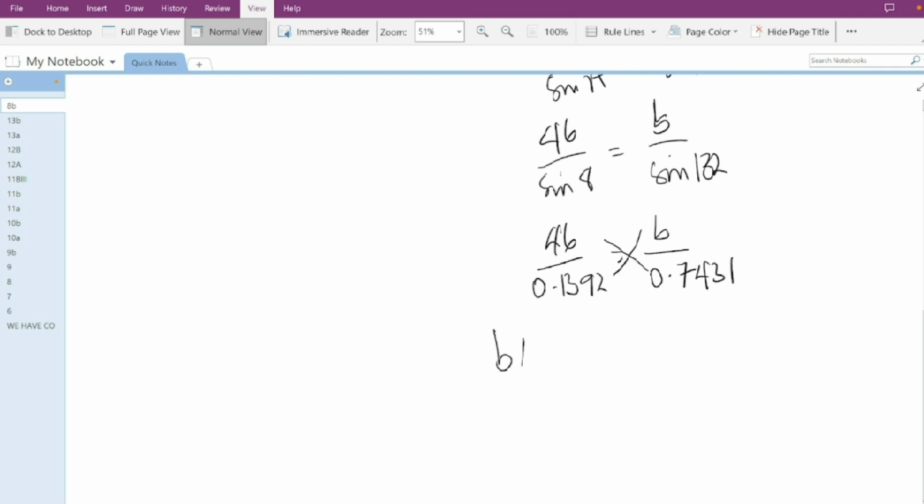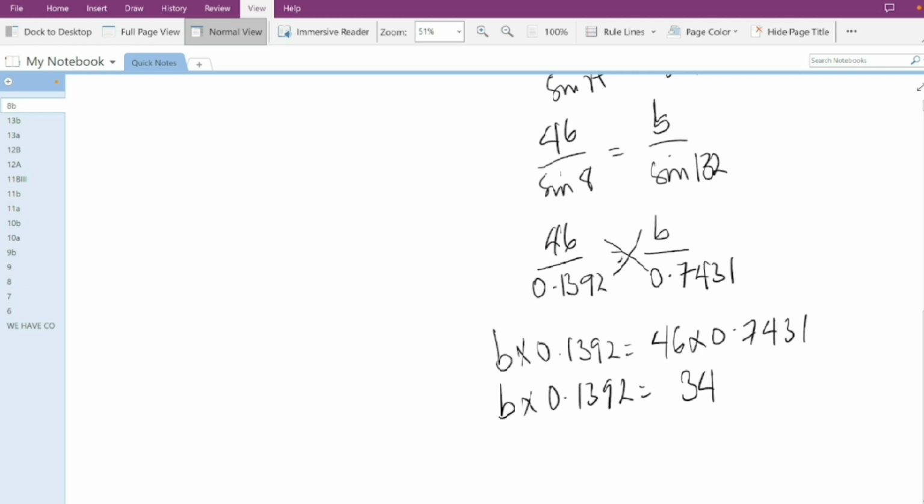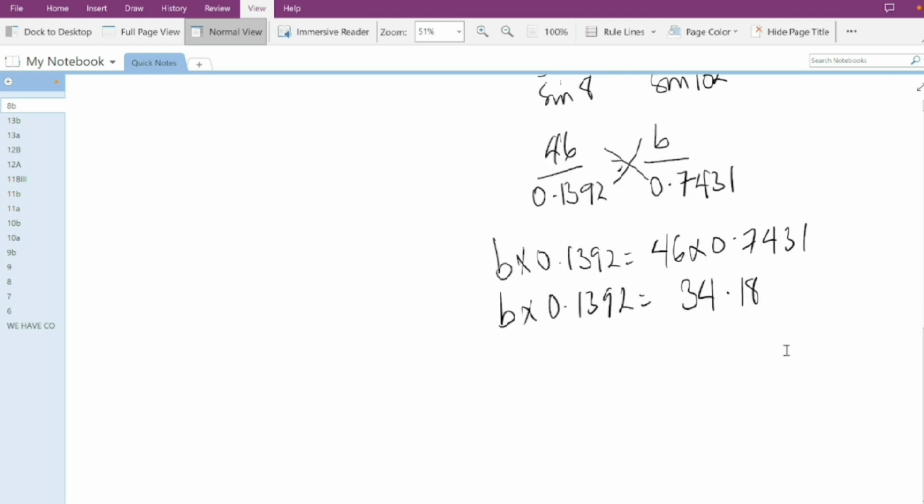We have b times 0.1392 equals, on the other side, 46 times 0.7431. So b times 0.1392 equals 46 times 0.7431, which will give you 34.18. Since we're looking for b, we divide both sides by the number multiplying b, which is a decimal. So we divide both sides by 0.1392.